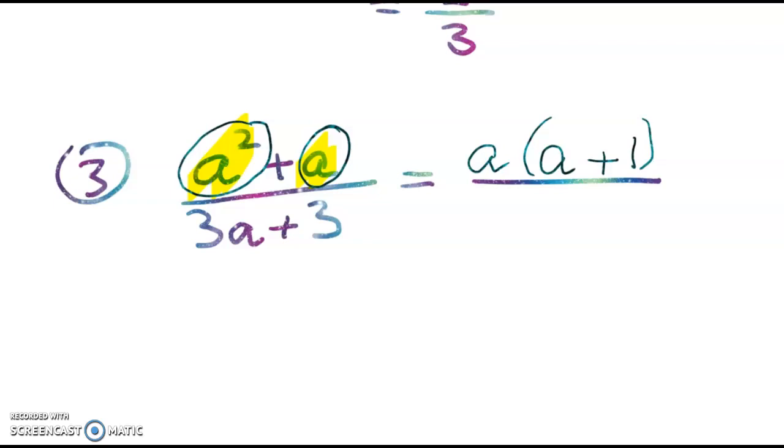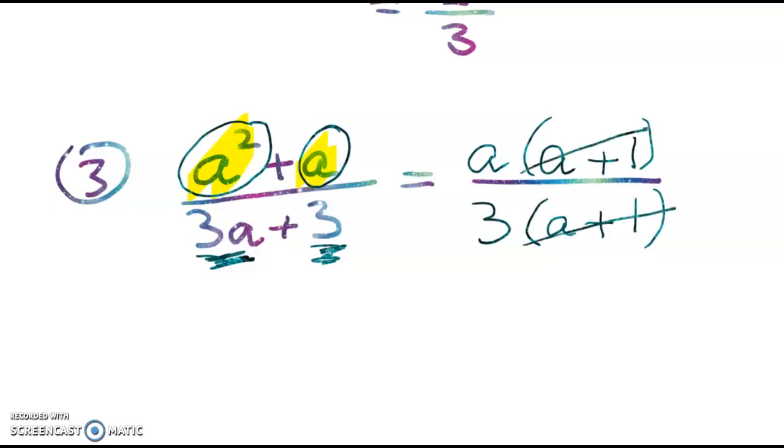But our brain is kind of starting to think maybe I'm going to find a common factor that will simplify. Not always. Well, here we've got 3a and here we've got 3. So the common factor is 3. 3 times what will give me 3a? 3 times a. Plus 3 times what will give me 3? 1. So my common factor is a plus 1. So my final answer is a divided by 3.